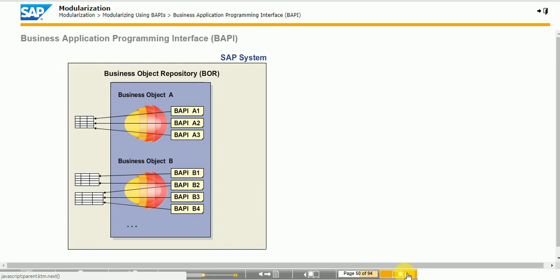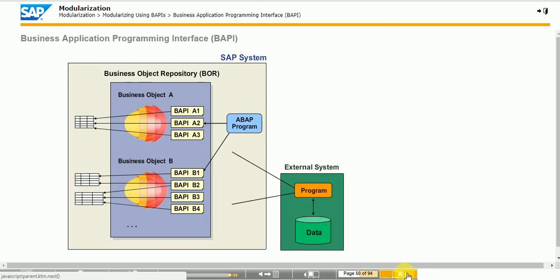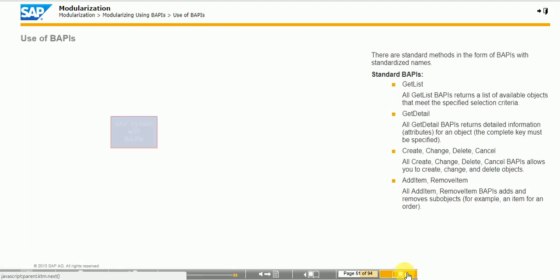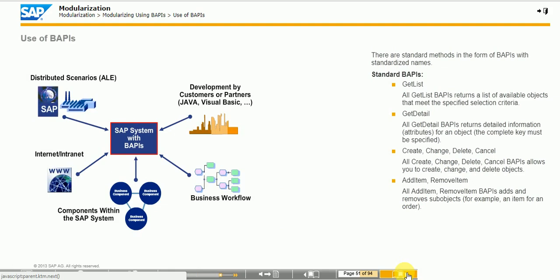BAPIs usually exist for the following functions of a business object: creating an object, retrieving object attributes, changing object attributes, listing objects. The functions of a BAPI are encapsulated in a function module that can be called remotely. BAPIs can therefore be called by ABAP programs of the same SAP system as well as by external programs. The figure shows how BAPIs can be used.